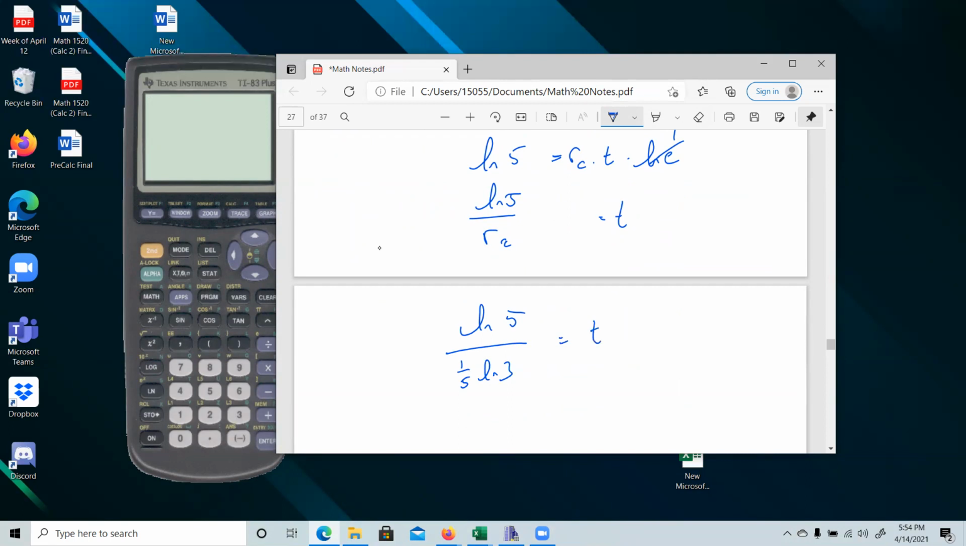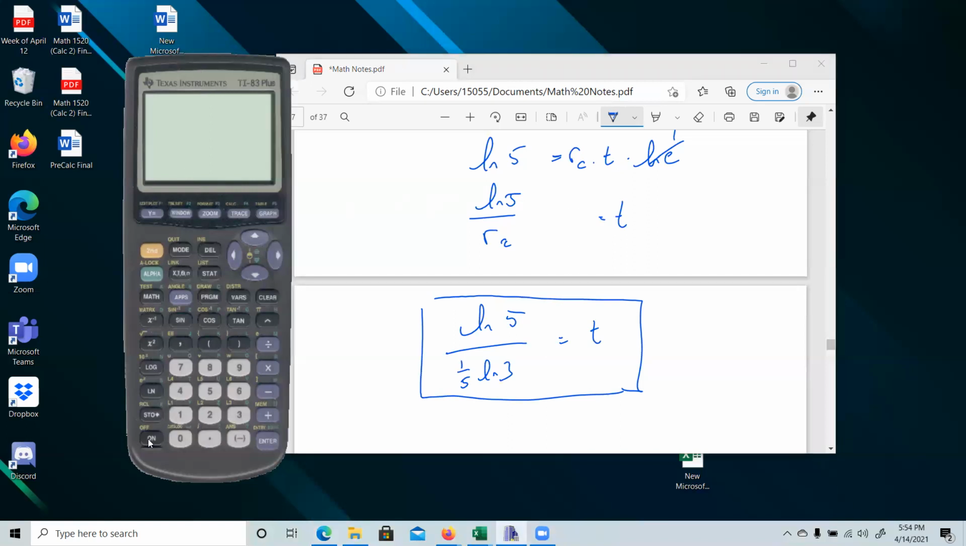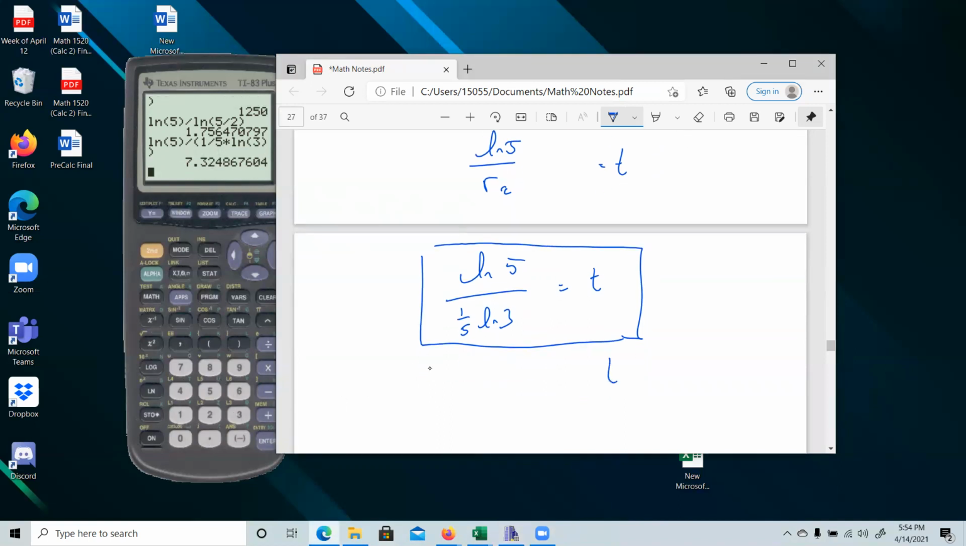And that is equal to T. So we'll just bust that on our calculators and be done with it. So let's see here. We have the natural log of 5 divided by, I'm going to put parentheses here, 1/5 times the natural log of 3. And we should be set. T is equal to 7.3 years.